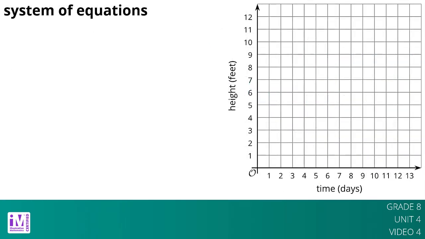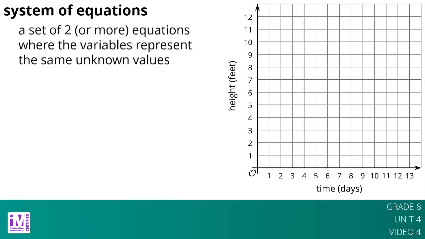A system of equations is a set of 2 or more equations where the variables represent the same unknown values. For example, suppose that 2 different kinds of bamboo are planted at the same time. Plant A starts at 6 feet tall and grows at a constant rate of 1/4 foot each day. Plant B starts at 3 feet tall and grows at a constant rate of 1/2 foot each day.